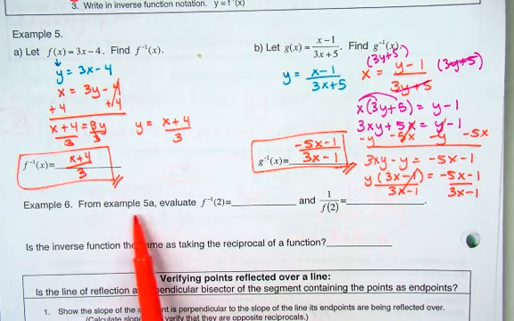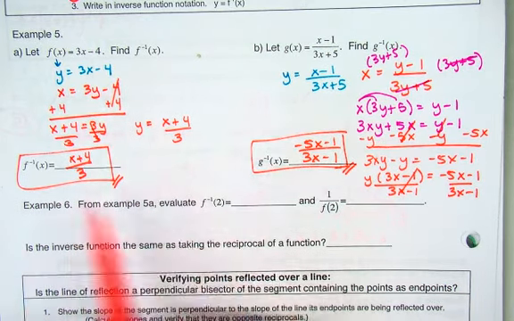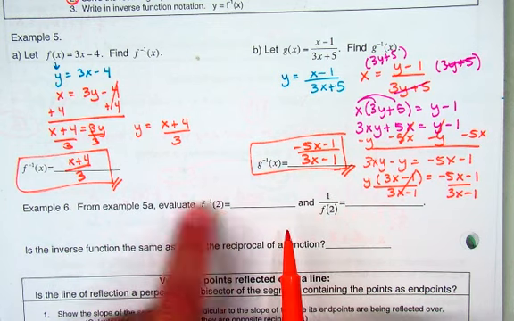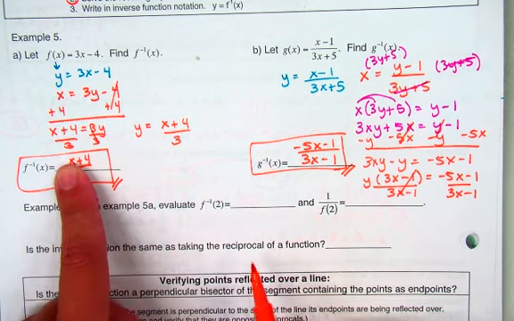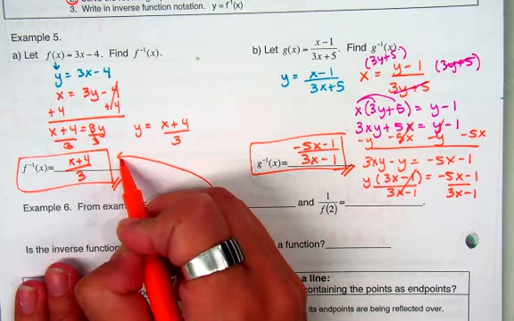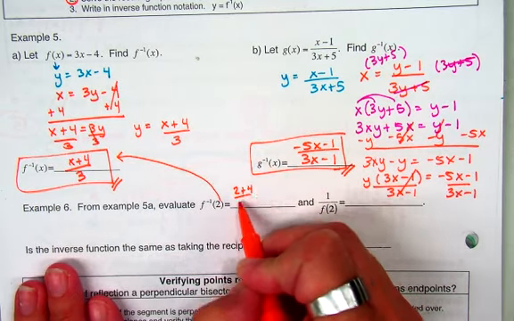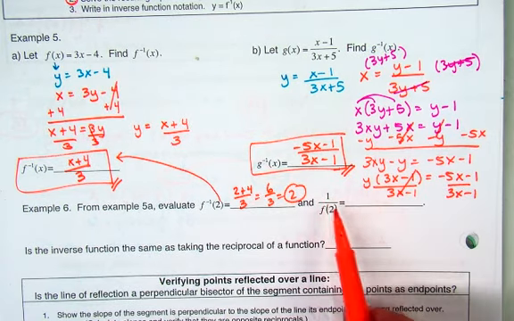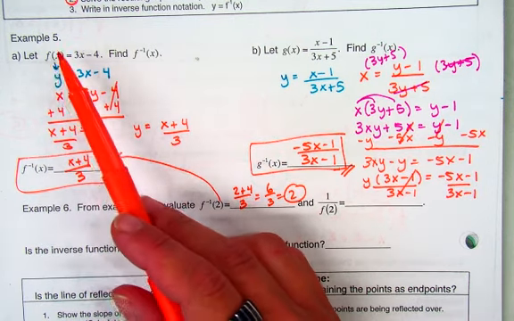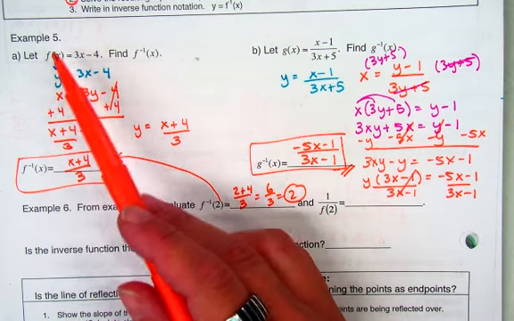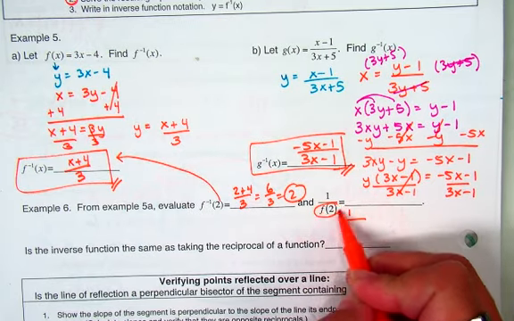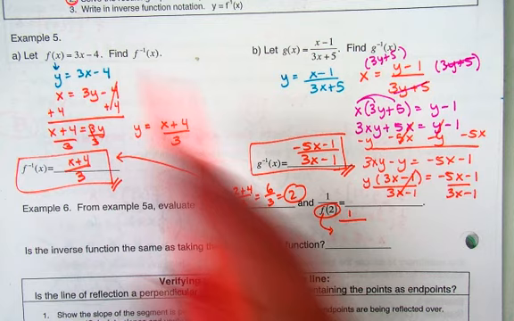All right, for example 6, from example 5a, so from up here, evaluate f inverse of 2. So that means I'm going to plug in a 2 to this new equation, which was f inverse. So I would get 2 plus 4 over 3, which would be 6 over 3, and I'd get 2. Now it wants you to evaluate 1 over f of 2. So f of 2 is up here. Plug in a 2 to this original equation, and then you want 1 over that. So again, f of 2 is this original equation, 3x minus 4.